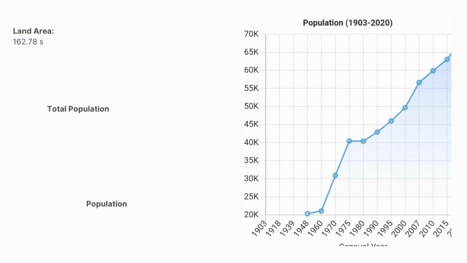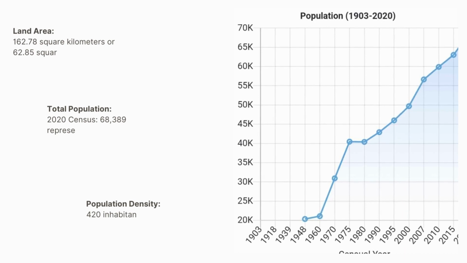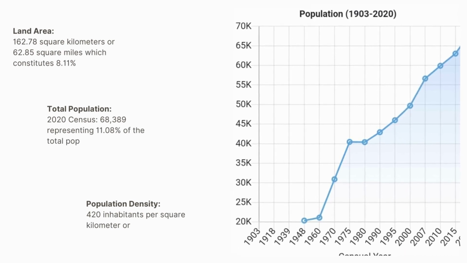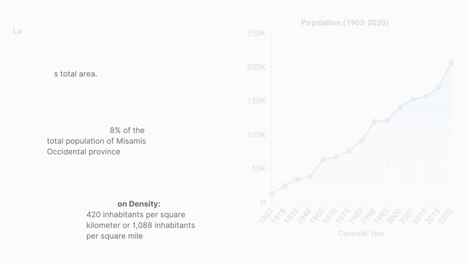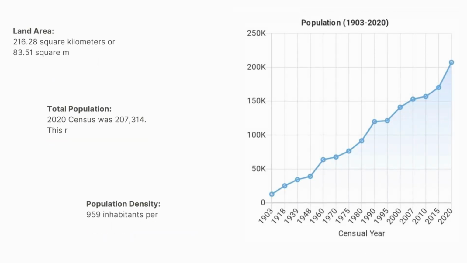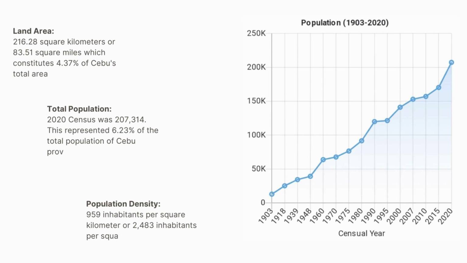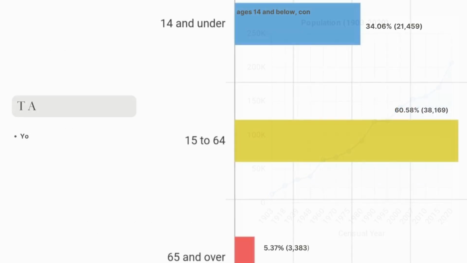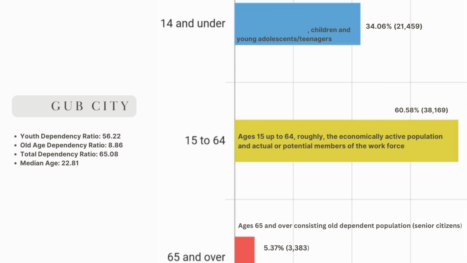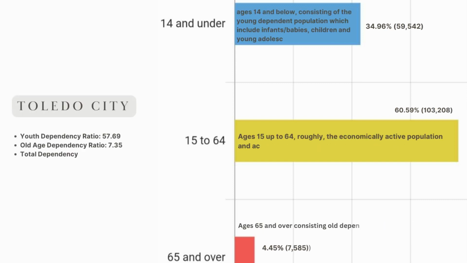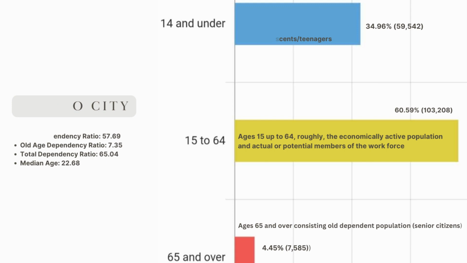First, the population in Tangub became higher every year, with 68,389 people having 420 inhabitants per square meter. For Toledo, we have 207,314 people with 959 inhabitants per square meter. The people living in this area are much more workers than senior citizens and youth. This applies to both cities presented.